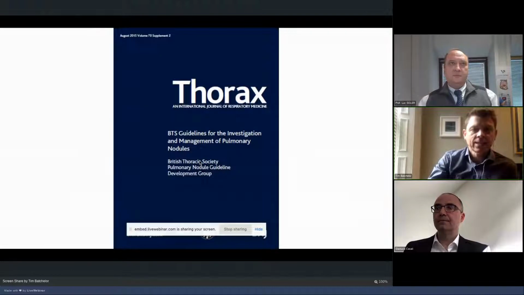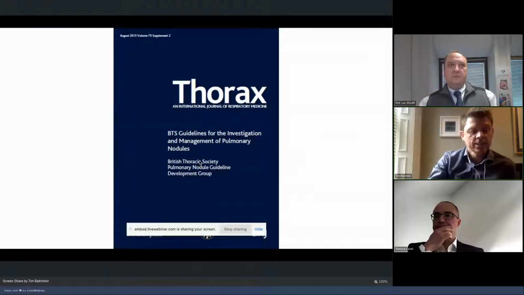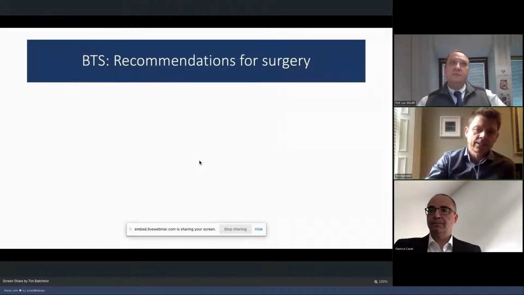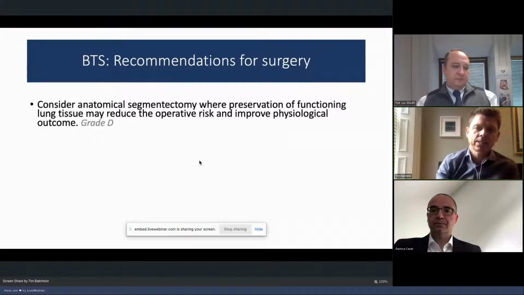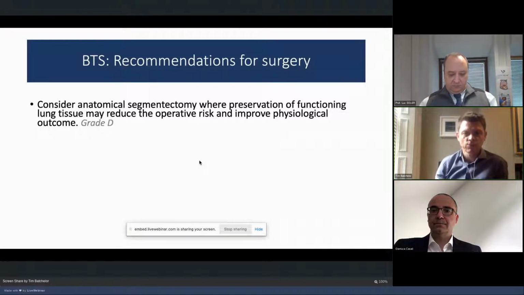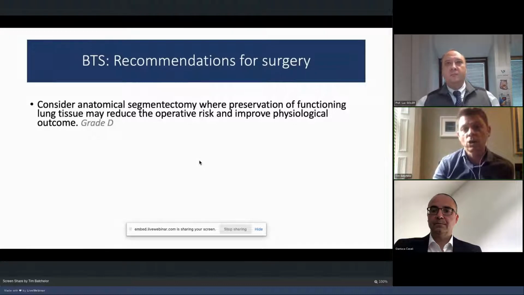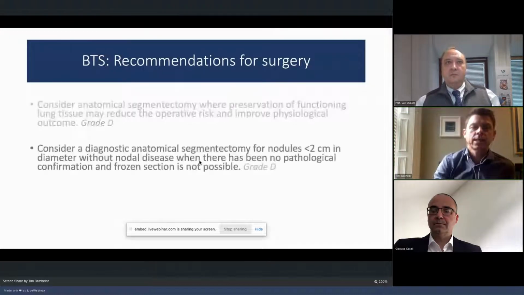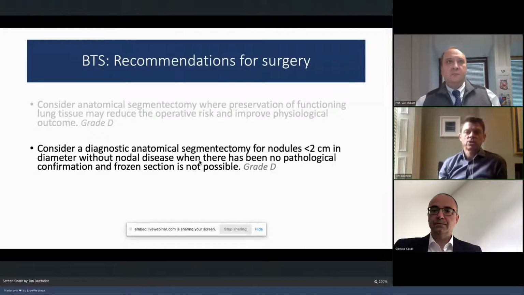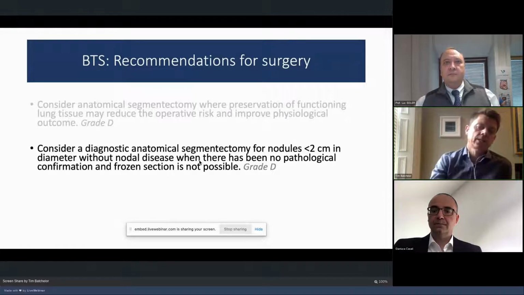But the BTS guidelines, BTS came up with their nodule guidelines, and they tried to sort of distill the evidence into some recommendations, and they made a good stab at it. They said you should consider anatomical segmentectomy where preservation of functioning lung tissue may reduce the operative risk and improve physiological outcome. So in other words, this is a compromised segmentectomy. Consider a diagnostic anatomical segmentectomy for nodules less than 2 centimeters. So again, a compromised segmentectomy.